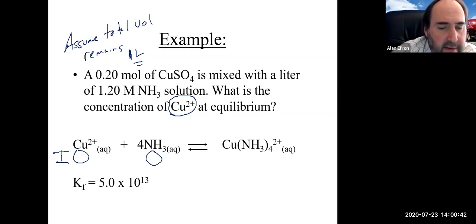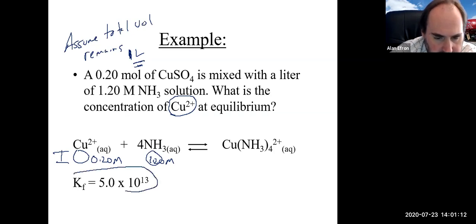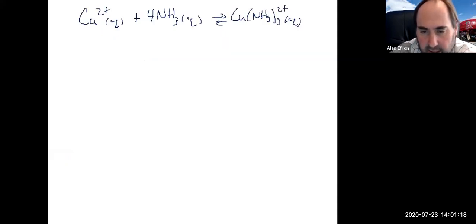So we're going to again make that assumption that in this particular problem the total volume remains 1 liter, which means if I take 0.2 moles divided by 1 liter, my initial concentration of copper is 0.2, and my initial concentration of NH3 would be 1.2, again assuming everybody remains 1 liter. Now, the other important thing when we look at it is the K value. So that's 5 times 10 to the 13 is the K value. So KF equals 5 times 10 to the 13.